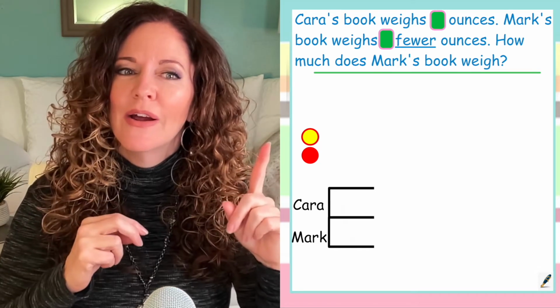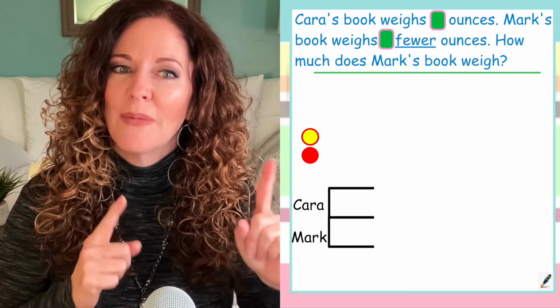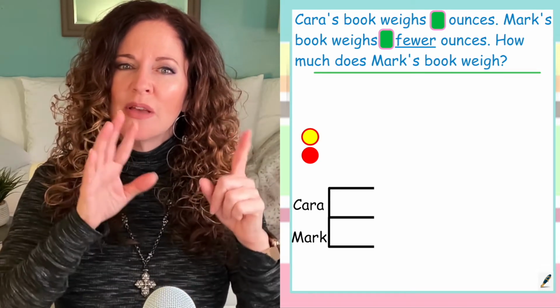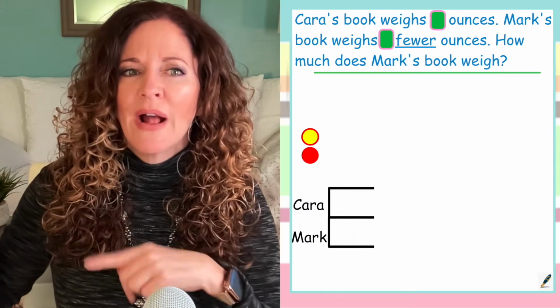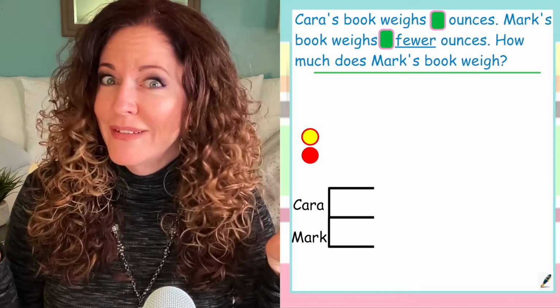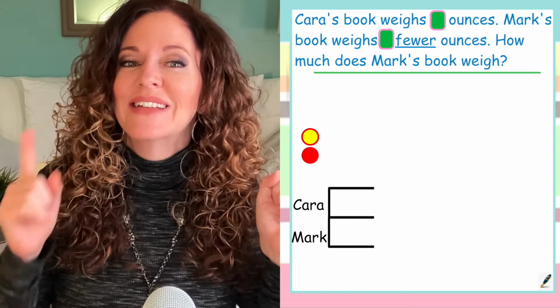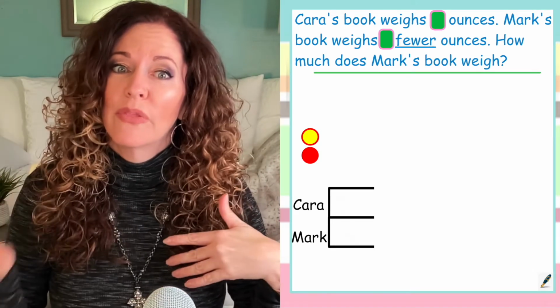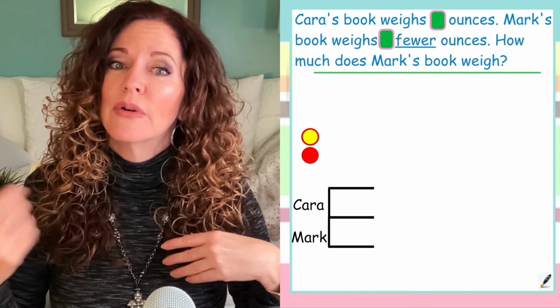Now we hear that word fewer, and we're talking about Mark's book. Fewer is a comparing word, and we notice Mark's book weighs fewer ounces than what? Than Kara's book. So we are comparing again here. We're comparing the weight of Kara's book with Mark's book.